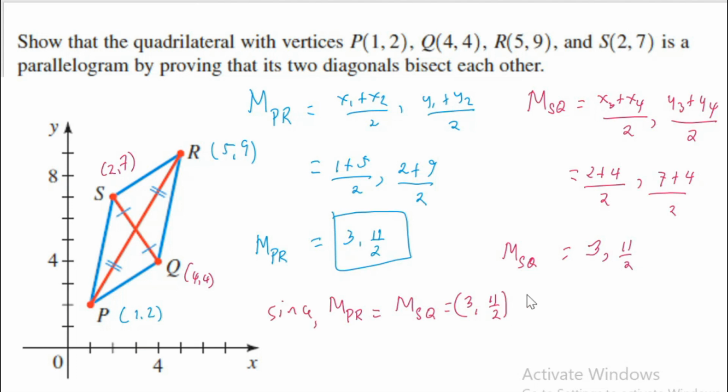Since the midpoint of SQ is equal to the midpoint of PR, whose coordinates are the same, which is 3 and 11 over 2, therefore, we could say that the quadrilateral is a parallelogram.